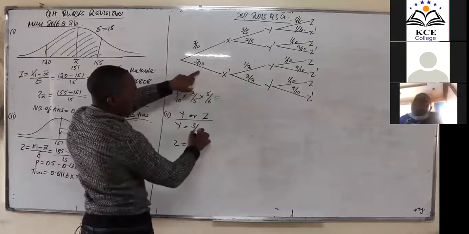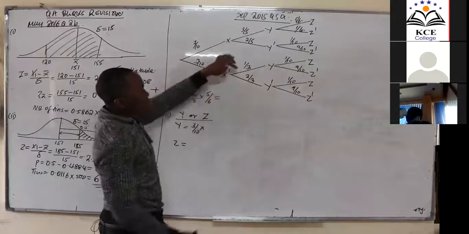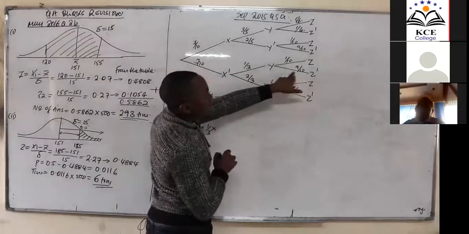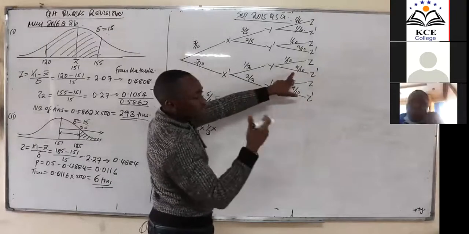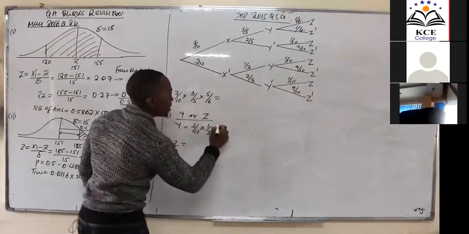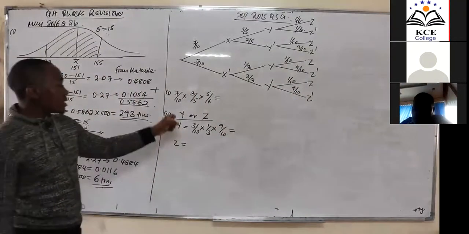It's 3 over 10. Y being in good working condition when X is not in good working condition is 1 over 3, and Z is not in good working condition. It's only 1. It's either X or Y, not X, not Y and Z, but Y or Z. So it's 9 over 10. Or we are told that Y or Z.